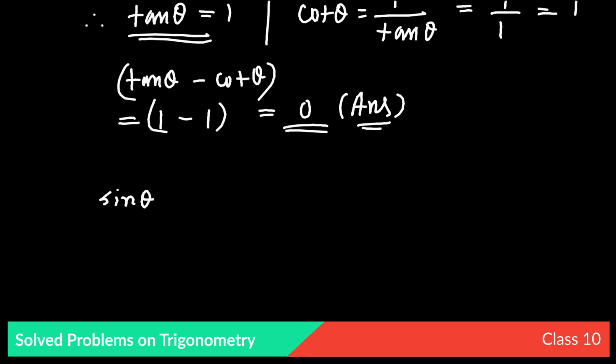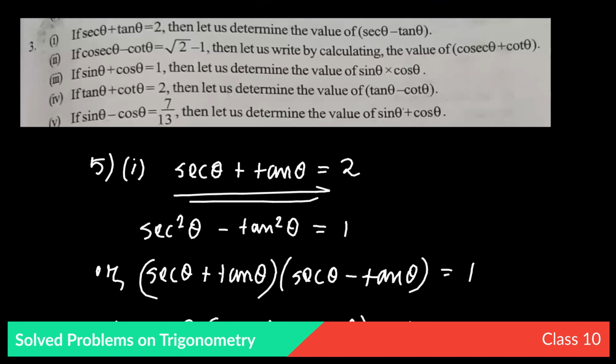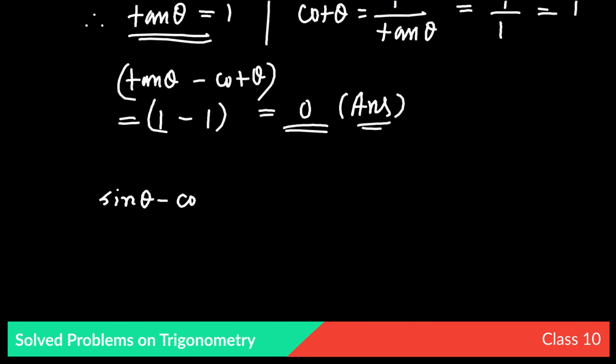Sine theta minus cos theta equals 7 by 13. Okay, so what will we do in this case? We will take the square on both sides. That means squaring both sides, we will get a relation of sine theta into cos theta. That value we will put while solving.